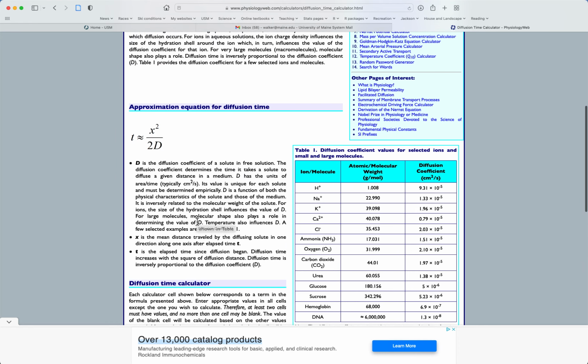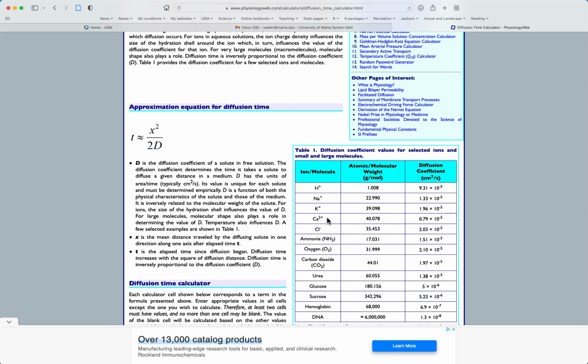Okay, so let's look at this equation. T is the average time that it takes for a population or a system of particles to diffuse a certain distance. And that distance is x, right? And this time is inversely proportional to the diffusion coefficient. So the bigger the diffusion coefficient, the less time it takes.